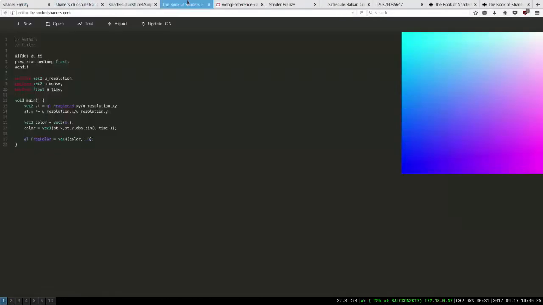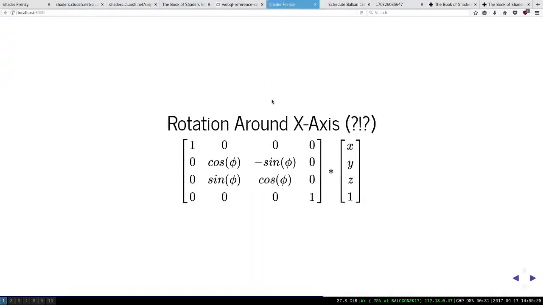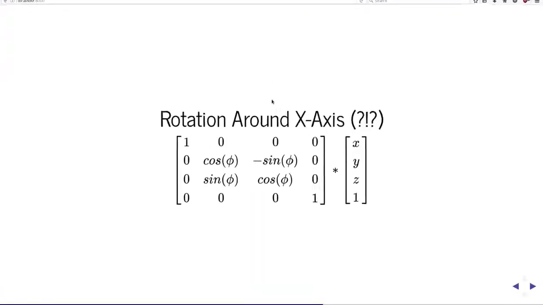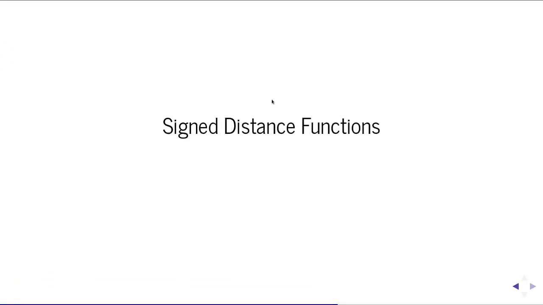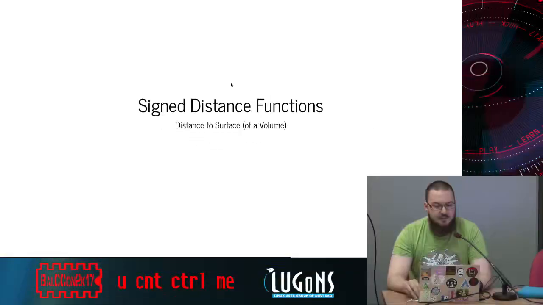So, now that we've got the transformations covered, we can proceed to signed distance functions. What we've drawn now were 2D shapes. We haven't really talked about drawing 3D shapes yet, and the signed distance functions are going to change that. Now, a signed distance function is a function which gives us the distance to the surface of a volume.